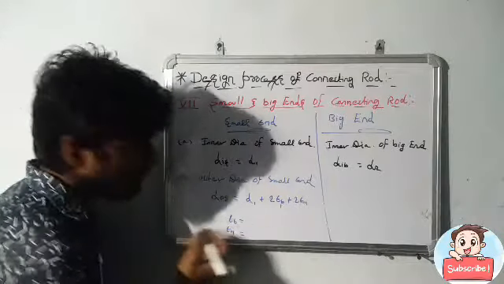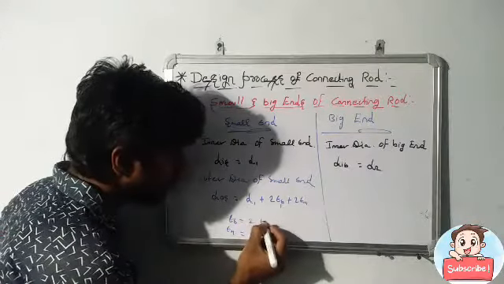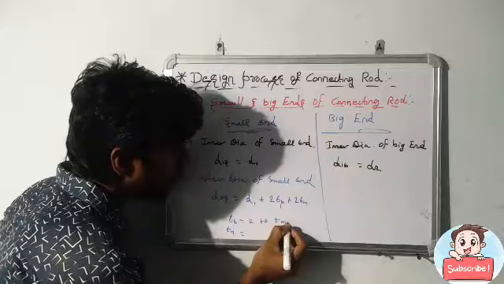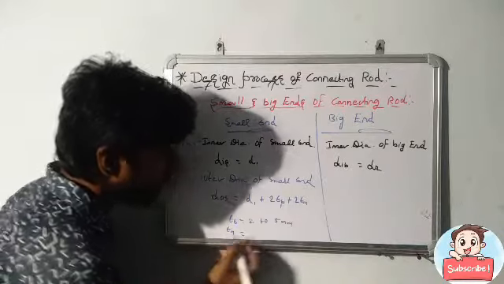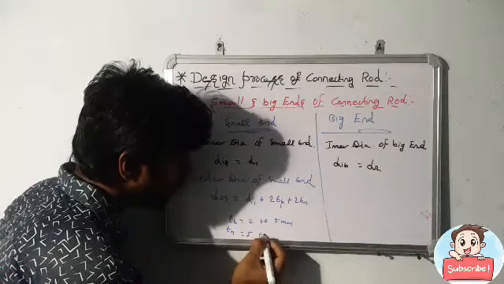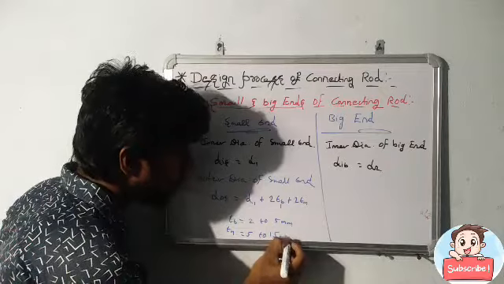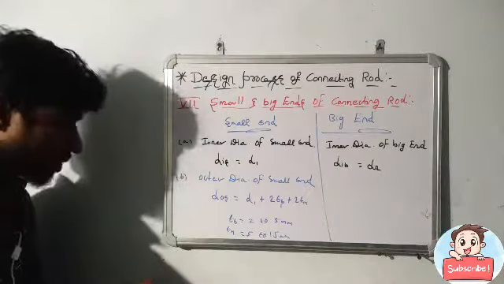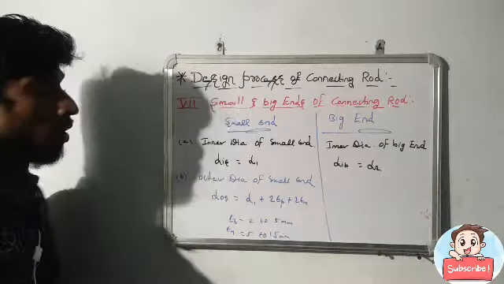The TB thickness of the bush is between the range of 2 to 5 mm, and similarly TM is 5 to 15 mm. So this is about the outer diameter of the small end.